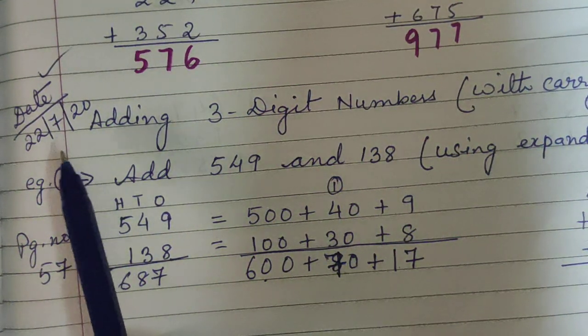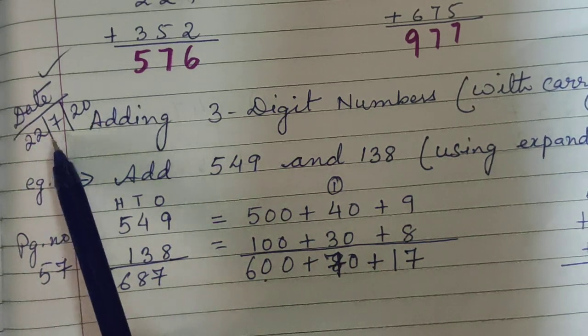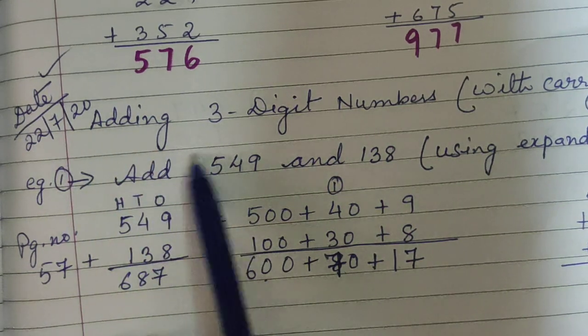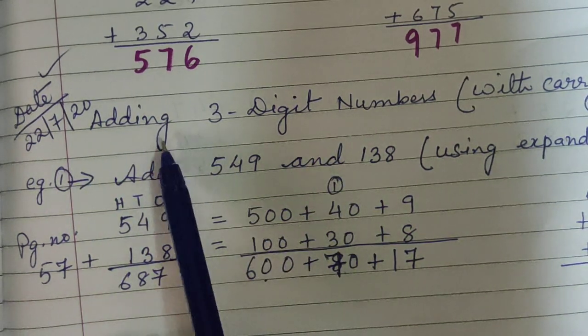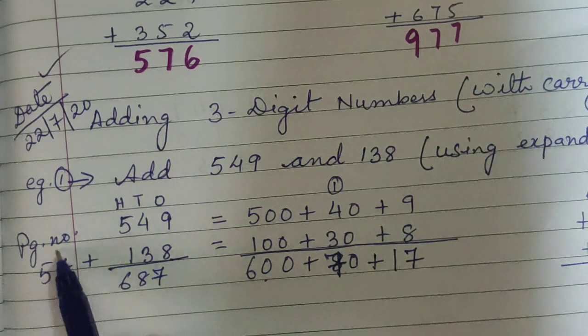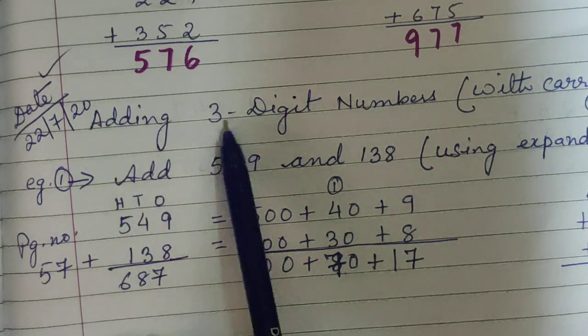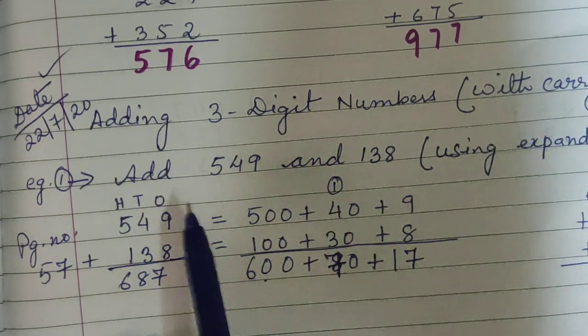Children, whenever you are writing in your notebook, you have to write the date first. Don't forget to write the date. So, you have to mention the date. Then, you have to put the heading and start writing. So, adding 3-digit numbers with carrying. You can open page number 57 from your textbook so that you can follow easily.